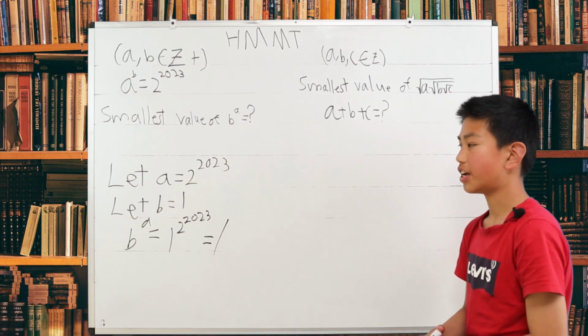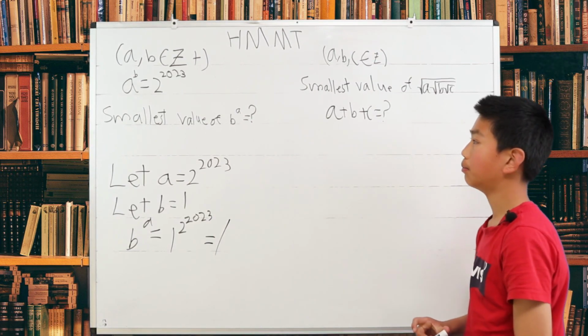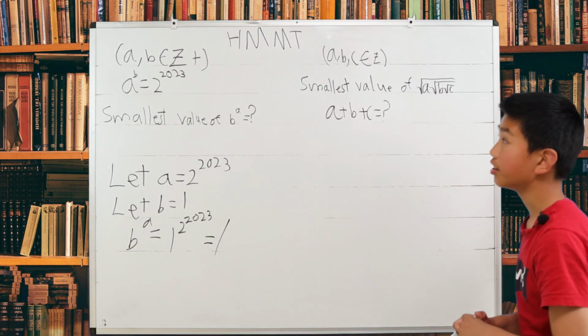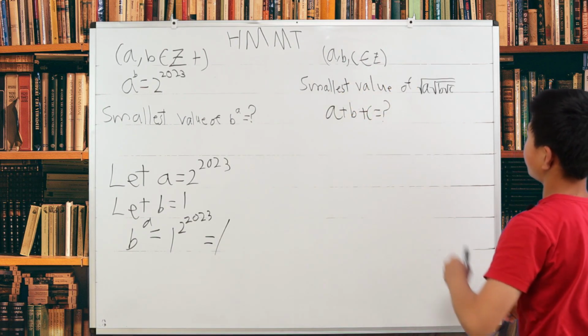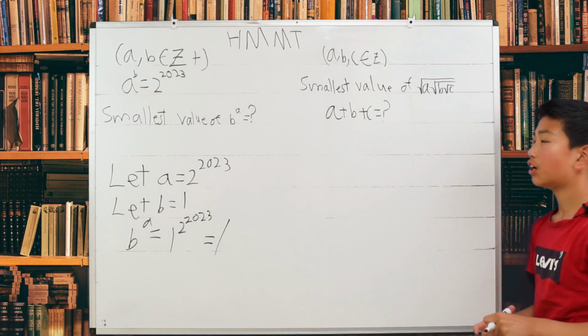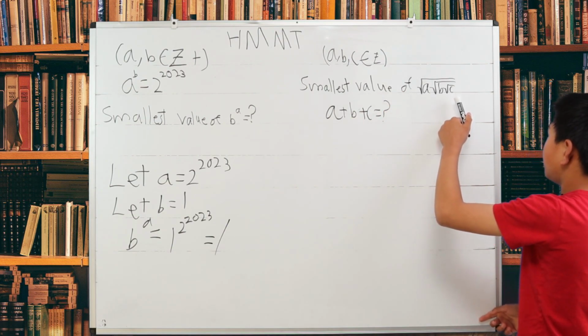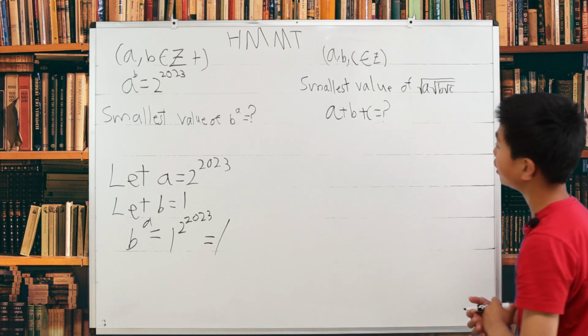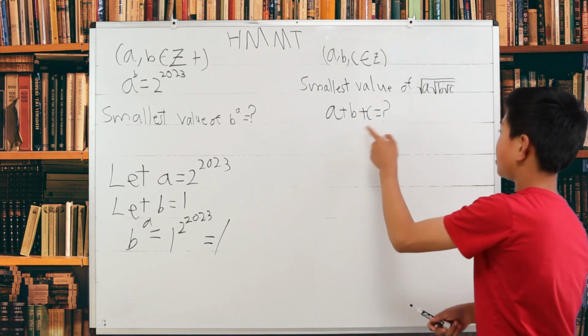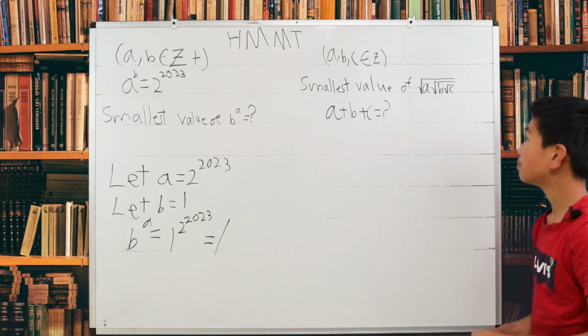Now, that being said, we already figured out the first problem. Now we have to figure out the second. We are given that a, b, and c are integers. We want to find the smallest value of the square root of c times the square root of b times the square root of a, and we want to find what the smallest value of a plus b plus c is.